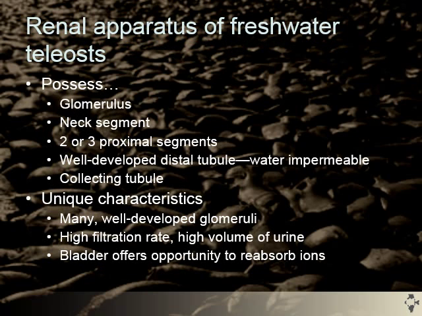In the case of freshwater teleosts, they also have a glomerulus. They have a neck segment, 2 or 3 proximal segments. They have a very well-developed distal tubule that is water impermeable, which again facilitates the production of a high volume of quite dilute urine. And that's what we just discussed on the previous figure. So they have a large number of many well-developed glomeruli. They have high filtration rates. This is what allows them to produce high volumes of urine and eliminate all that excess water.